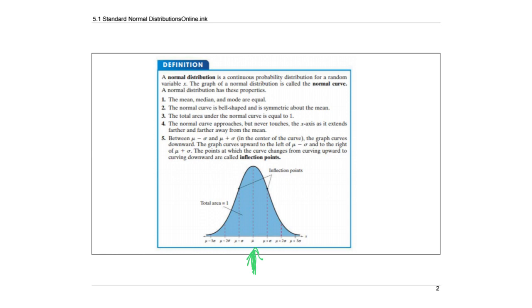Right now, if we fold it over in the middle where the mean is, the left-hand side would land right on top of the right-hand side, right? It's the same on both sides. Also, this blue part, the area that's under the curve would be equal to 1. If we're looking at percents, then that would be equal to 100%. We're going to talk about inflection points in a few minutes.